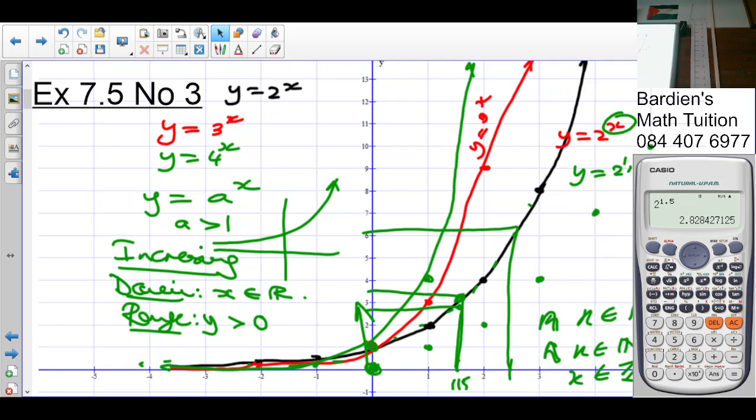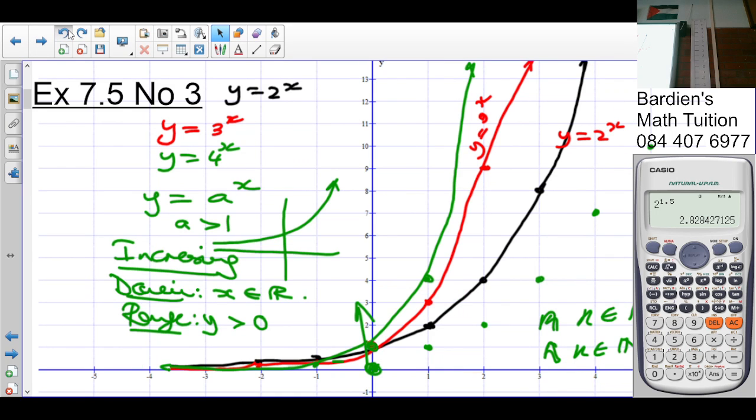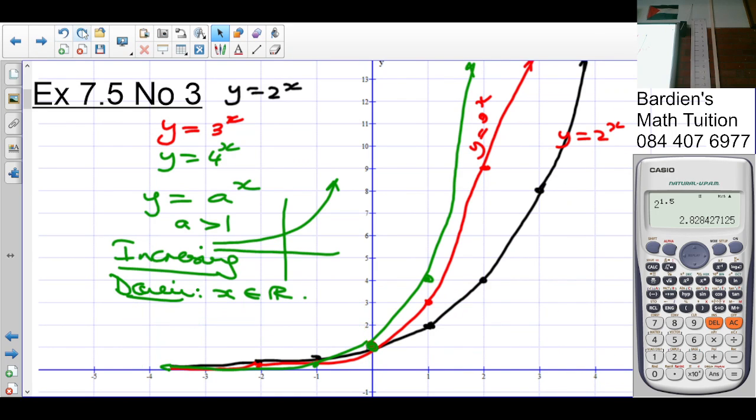The first question says, each graph you have drawn passes through a single common point. What is this point? All these graphs are going through the same point. What point is that? Sorry? 0 and 1. Okay. They ask you for the point, so the point is (0; 1).